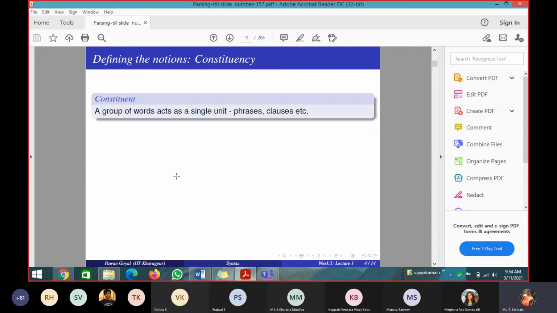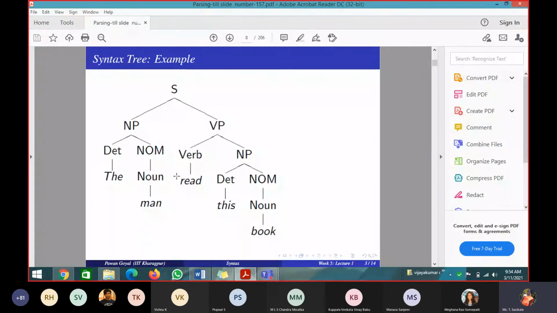So what is a constituent? Can you read out and tell me what a constituent is? In the previous example, what are the two constituents I have? A group of words that acts as a single unit is called a constituent. A constituent is also called a phrase or clause. So what are the two phrases I have in the previous example? Noun phrase and verb phrase. Very good. That's why I explained this example. If I had not explained it, you couldn't understand what constituency is.